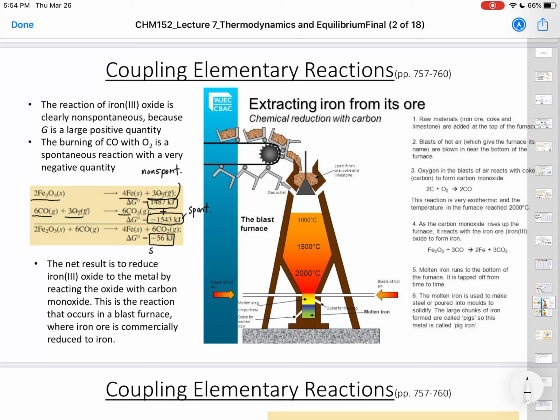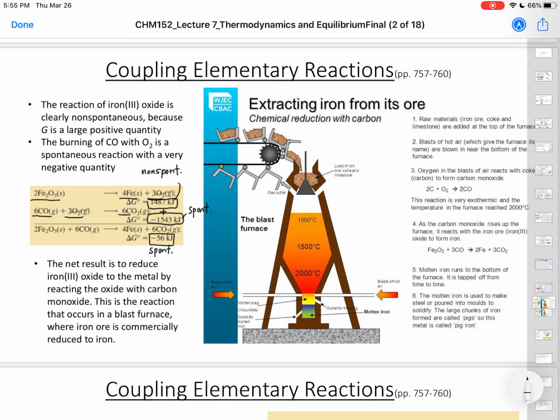If you couple these two reactions together and add your two Gibbs free energy values, you're going to get minus 56, which is still spontaneous. So overall, your reaction is going to be spontaneous. The net result is to reduce the iron 3 oxide to the metal by reacting the oxide with carbon monoxide. This reaction occurs in a blast furnace, where iron ore is commercially reduced to iron.